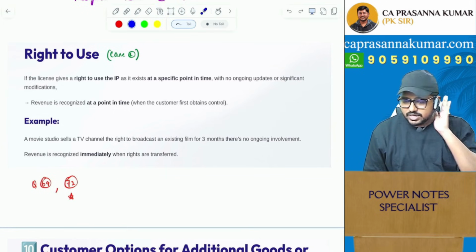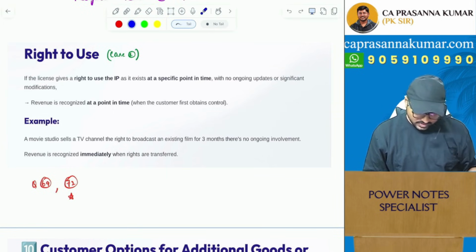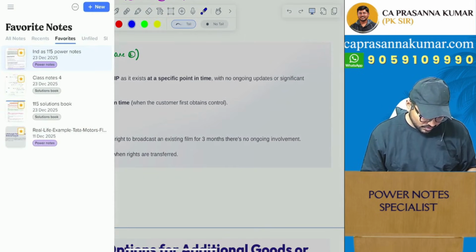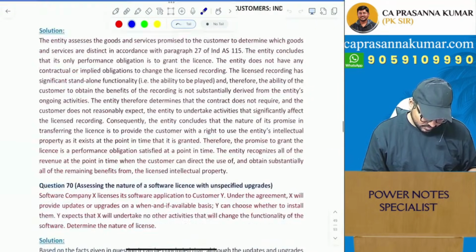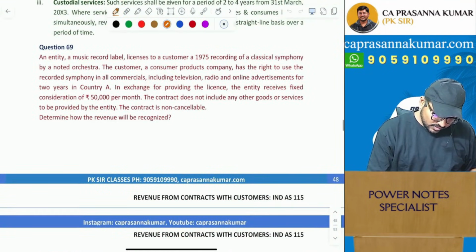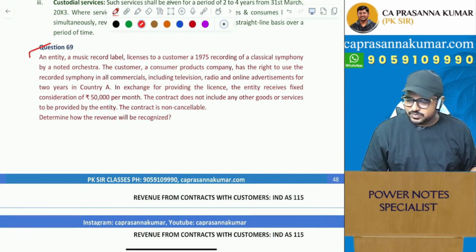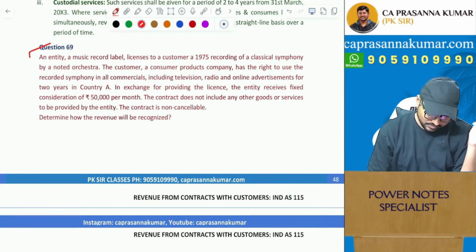Everybody, right? Shall we go for solving sums now? Yes, 69 and 72. Okay, come to question number 69, everybody.